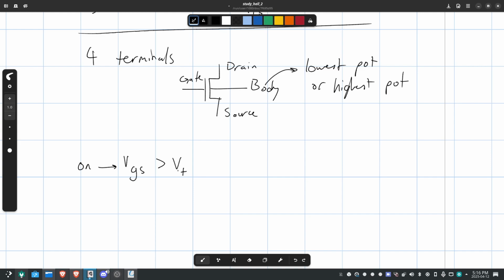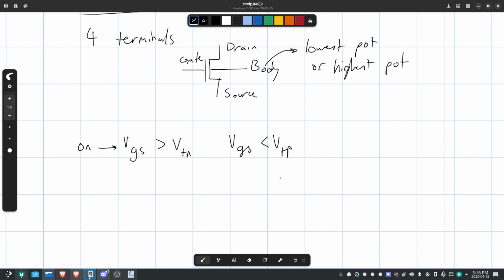Yeah. So VTN or VGS is going to be smaller than VTP. Or sorry, is that positive? Let me think. Yeah, it's positive. Yeah, that's correct. VGS should be smaller than VTP for NMOS.